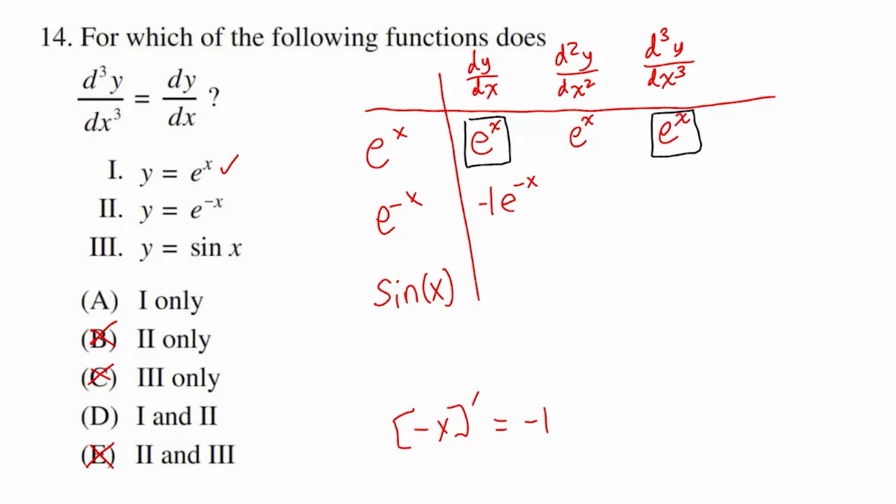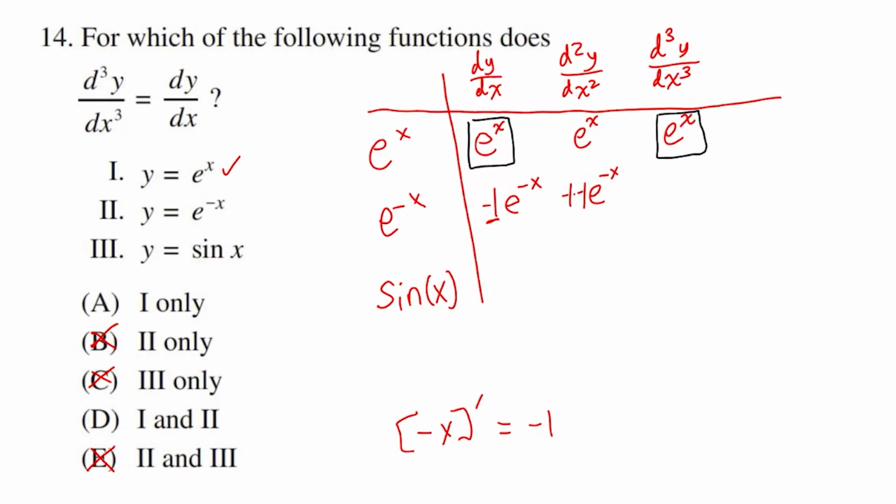Now let's do that again. We need to differentiate negative e to the negative x. Well, e to the negative x derivative is once again e to the negative x times negative 1. We already have a negative 1 there, so it's negative 1 times negative 1, which is just positive 1. So the second derivative of e to the negative x is e to the negative x.